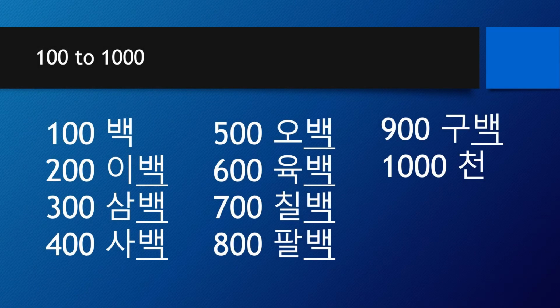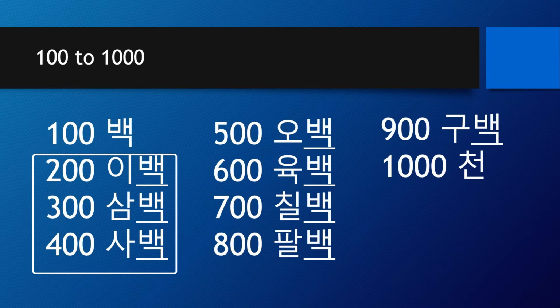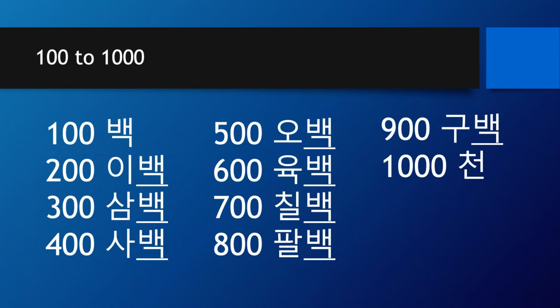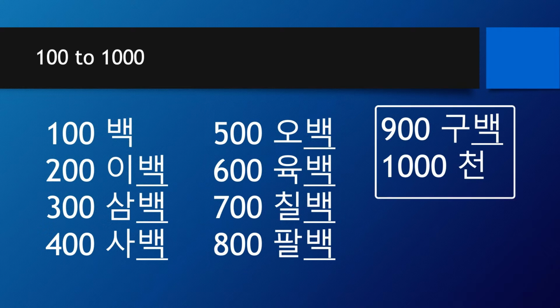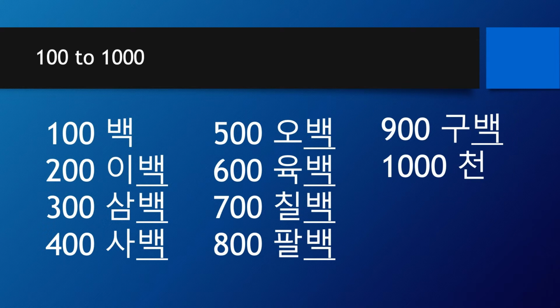Let's try hundreds to 1000. As we saw, we say 백 instead of 일백 normally. 2 is 이, 3 is 삼, 4 is 사. So 200, 300, 400. 500 is 오백, 600 is 육백, 700, 칠백, 800, 팔백, 900, 구백. 1000, 천. To emphasize, some people say 일천, but normally we say 천. 백, 이백, 삼백, 사백, 오백, 육백, 칠백, 팔백, 구백, 천.